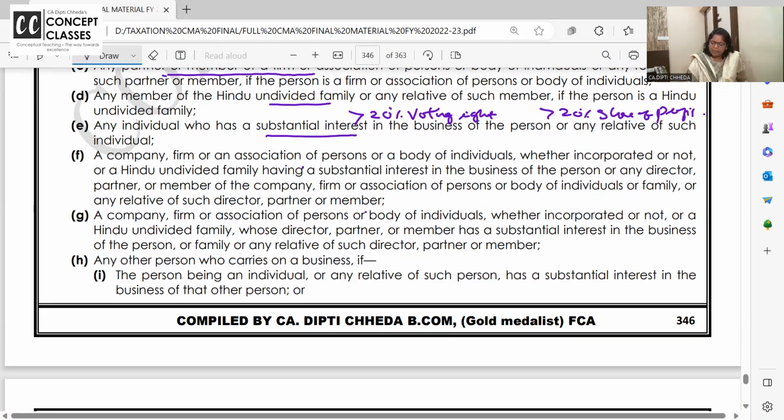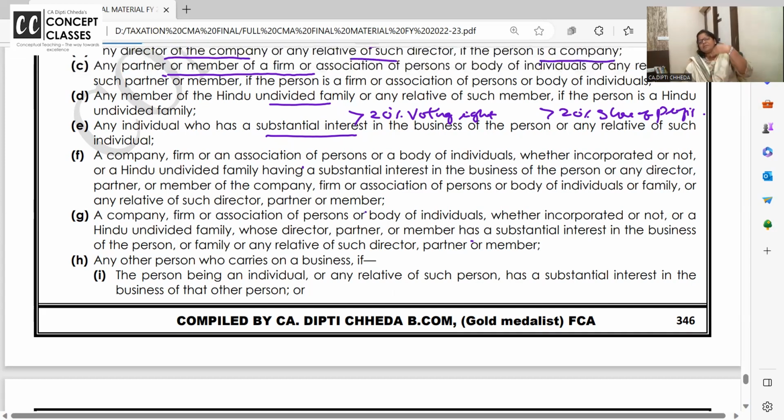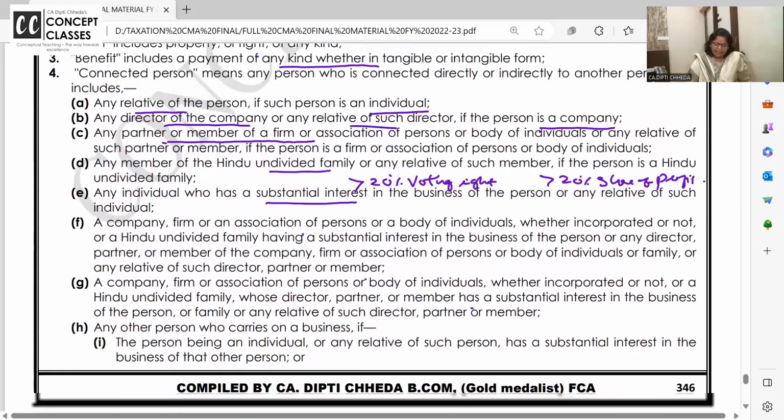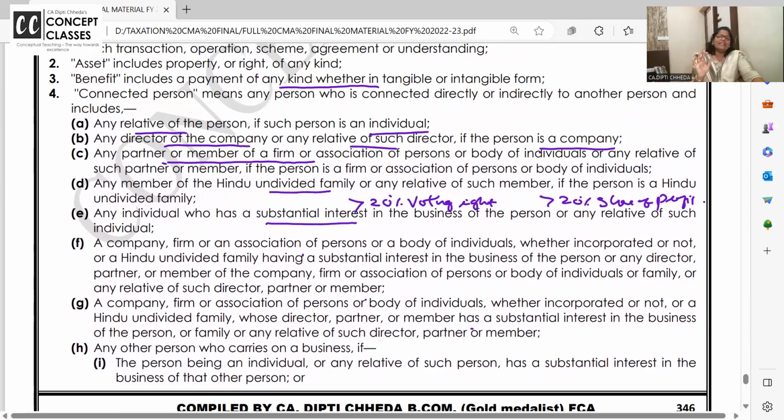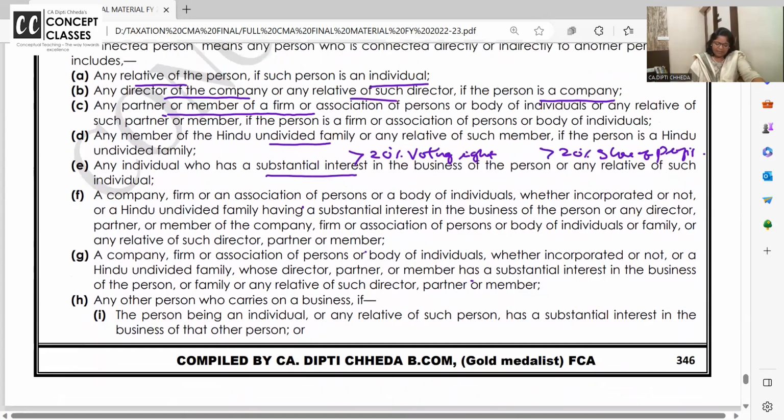Or a company, firm or association whose directors have substantial interest in the business or family. So I'm a director of one company and I'm having substantial interest in another company. So they too will become connected companies. If an arrangement which is impermissible is happening between connected companies, then they are said to be caught up under GAAR. So just understand this, you need not learn it, as I'm saying.